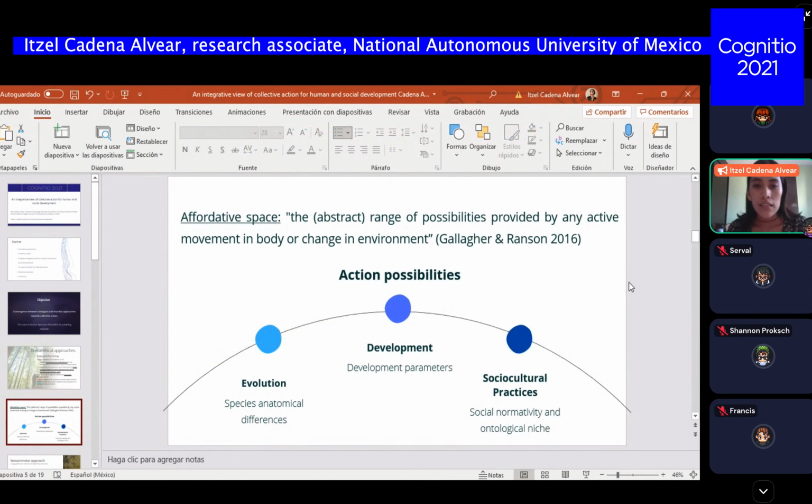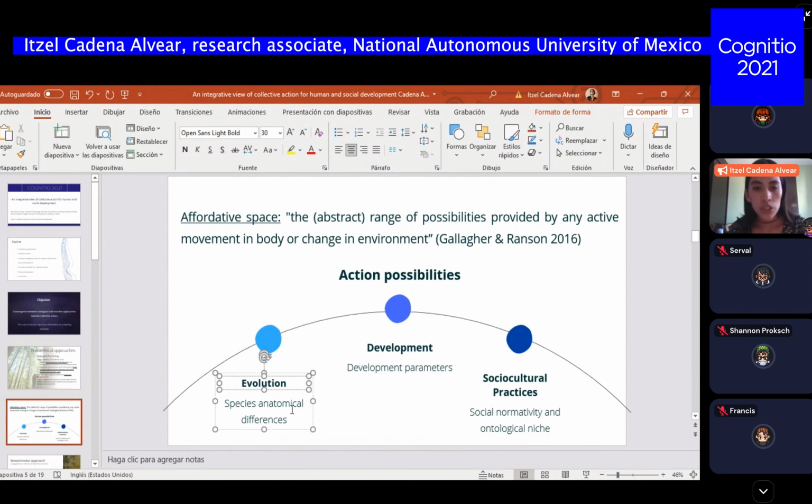Now, in this sense, we are also going to talk about the notion of the affordative space. So the affordative space implies many dimensions into the space that can be seen as the habitat, that, as we know, is a consensuated environment based on a form of life. And this one was defined by Gallagher and Ransom, and it's defined as the abstract range of possibilities provided by any active movement in body or change in environment. So the affordative space implies these dimensions.